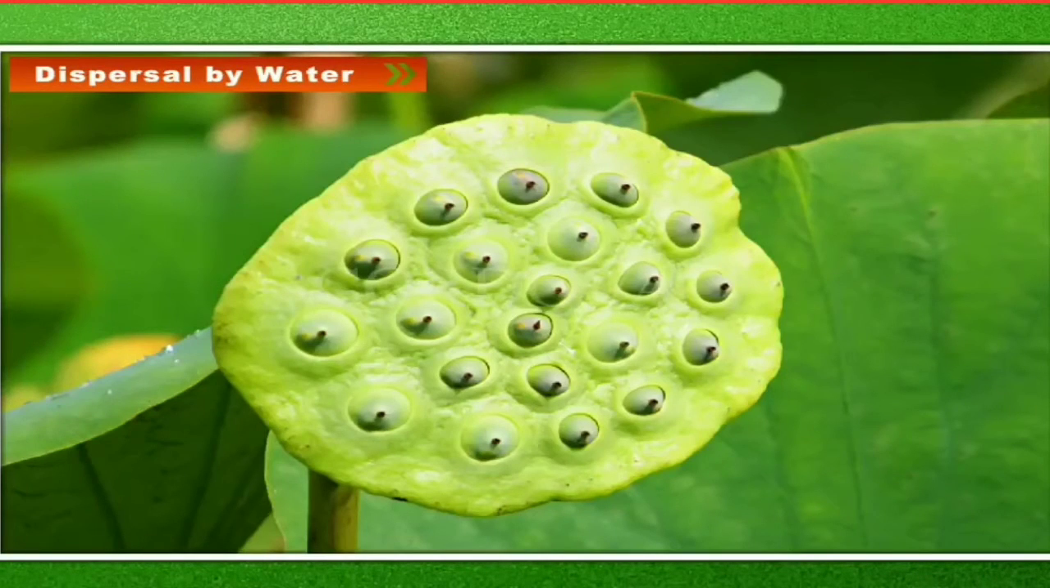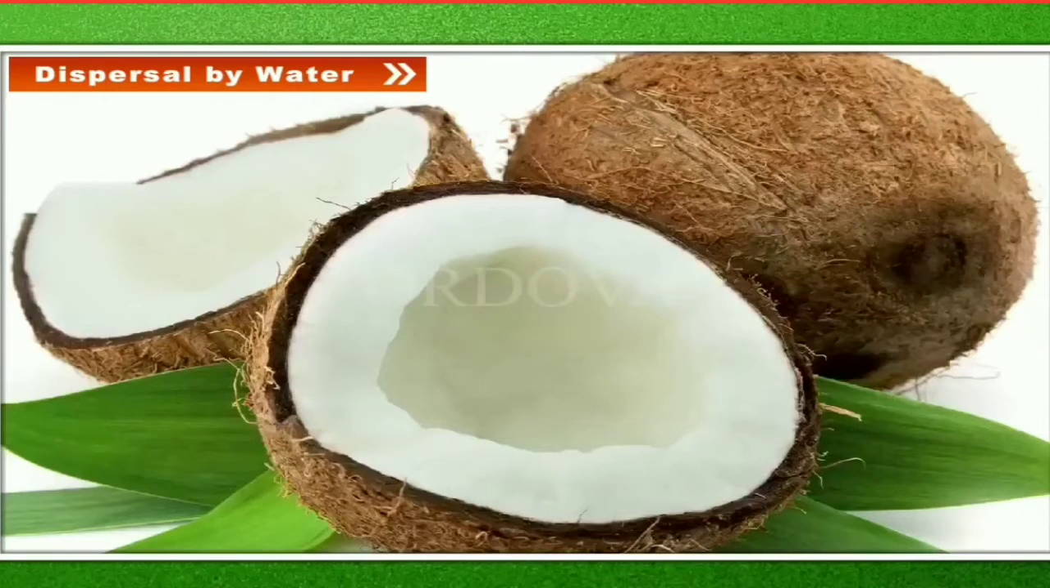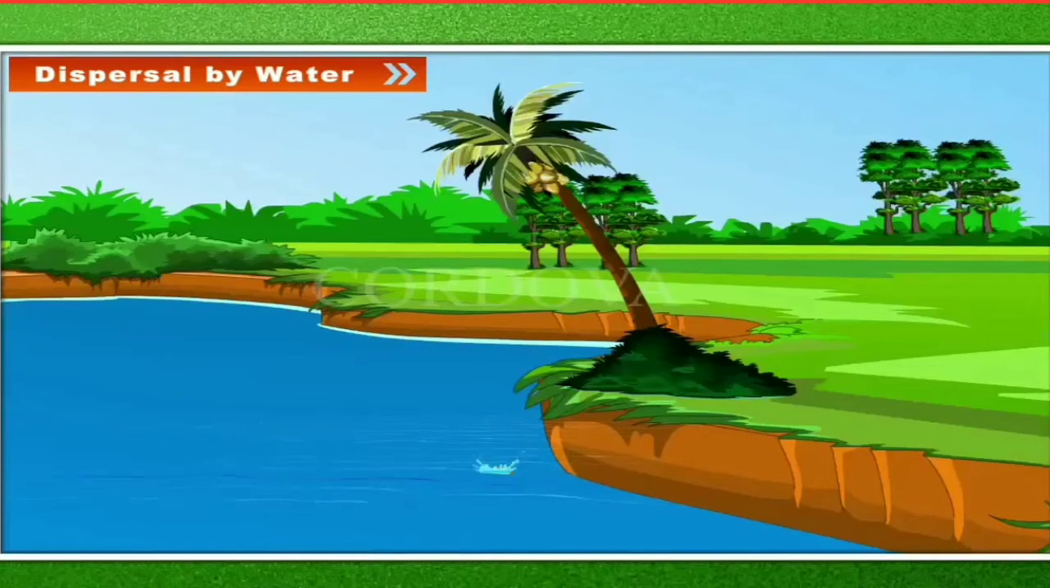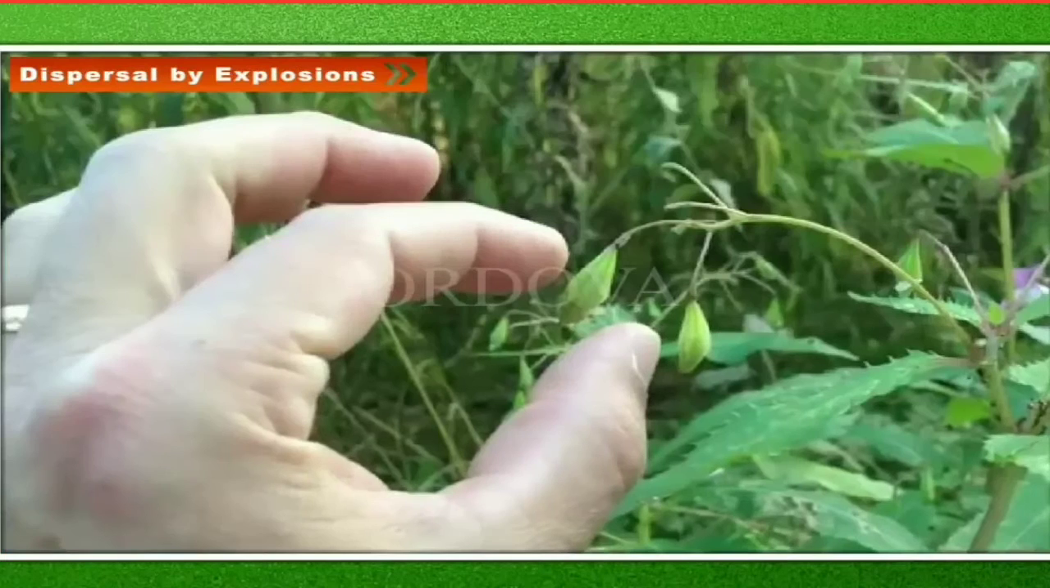Dispersal by water. The lotus fruit has a spongy part and the coconut has a thick fiber coat, which make them light and enable them to float on water. So, when they fall from a tree into water, they float and travel with the stream to far off places.